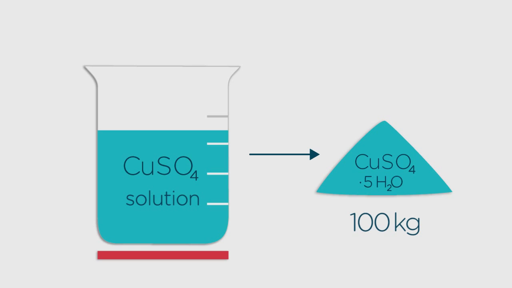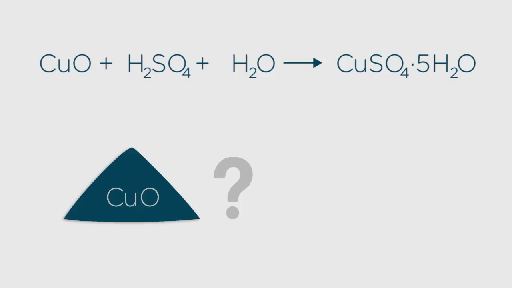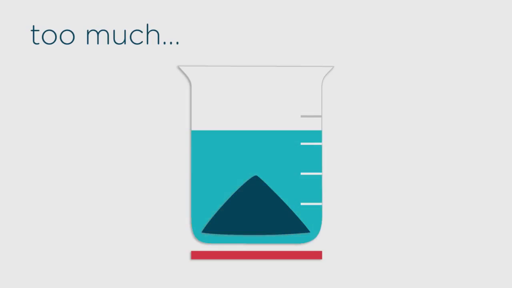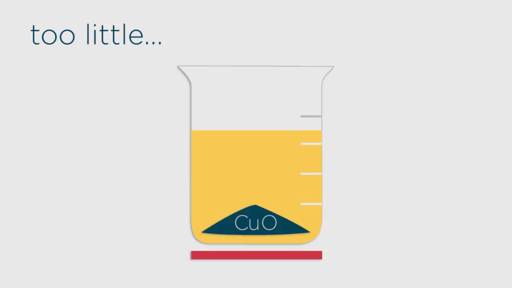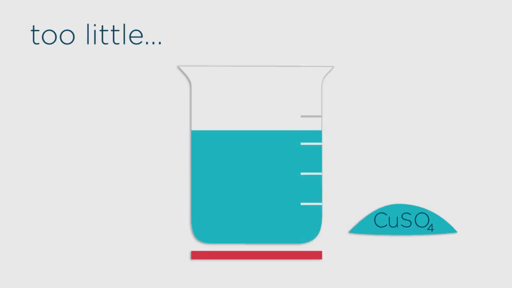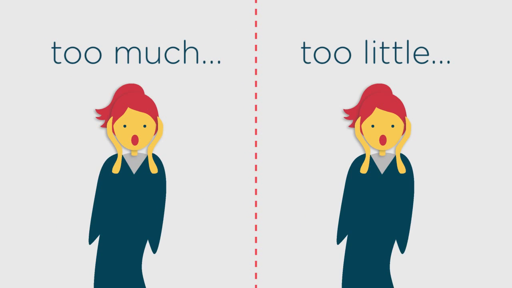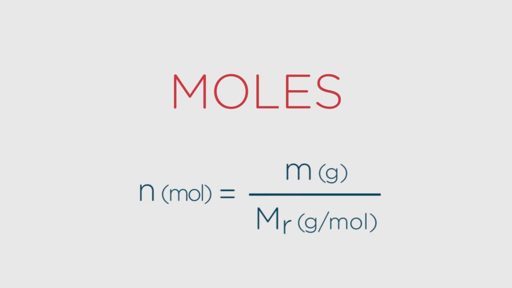Here's the problem though. How do you know what mass of copper oxide to place in your tub of acid? If you use too much, not all of the reactant will dissolve and you'll have to spend time and effort separating the undissolved solid from the solution. Too little, and you simply won't produce enough product for your customer and fall behind schedule. Either way, you could be in trouble. But with the help of moles and a simple equation, problems like this can be easily solved.